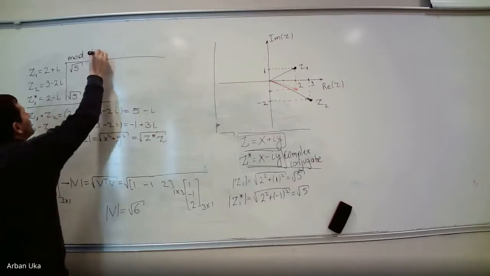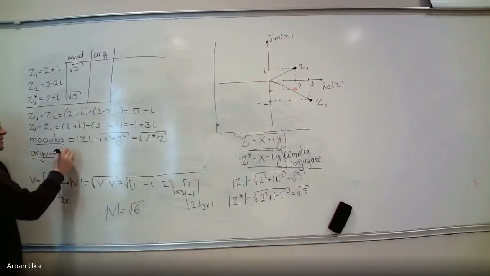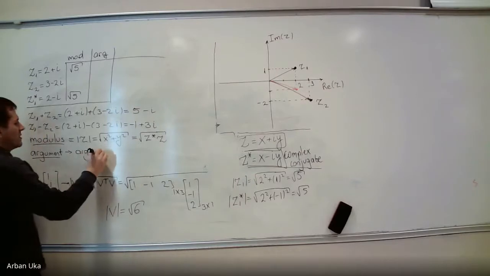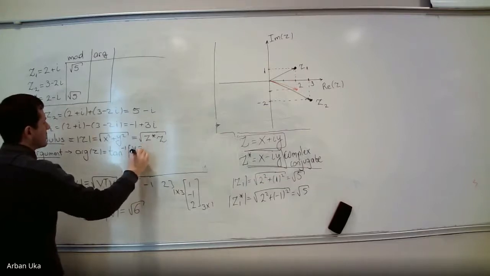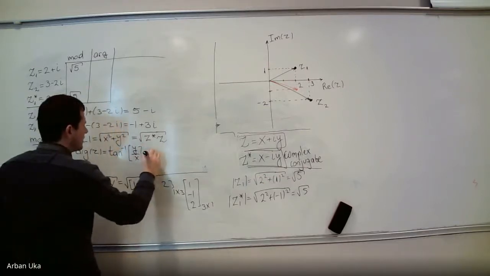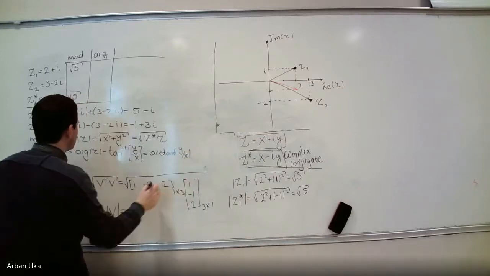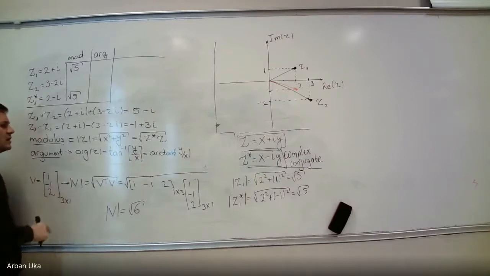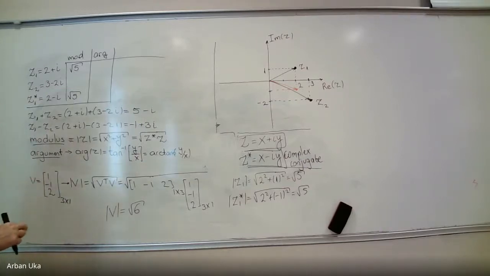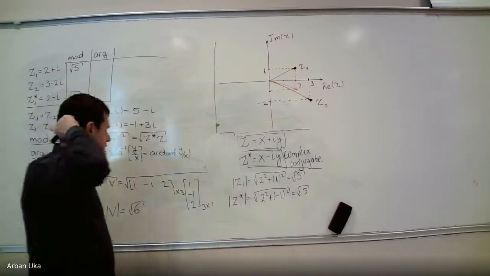Then, we can also denote the argument. The argument of z is defined as the inverse tangent of y over x. So it's the same function, arc tangent of y over x. What this gives is the angle formed between the vector representing the complex number and the x-axis. So let's try to identify the argument of 2 plus i.